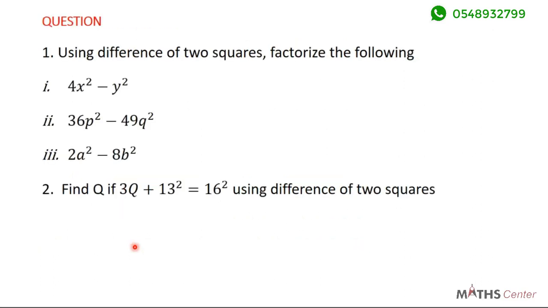Now let's pick some examples and see. Using difference of two squares, factorize the following. So we have been given the first expression. Then the second question says that find K if 3K plus 13 squared is equal to 16 squared, using difference of two squares. So let's begin with the first one.